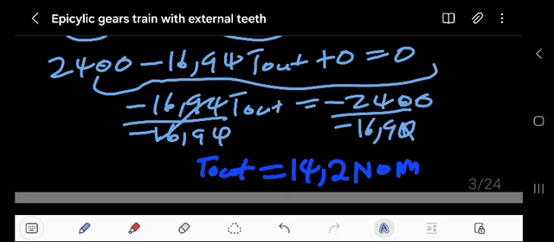That is the output torque, and you can see this is in the positive clockwise direction.